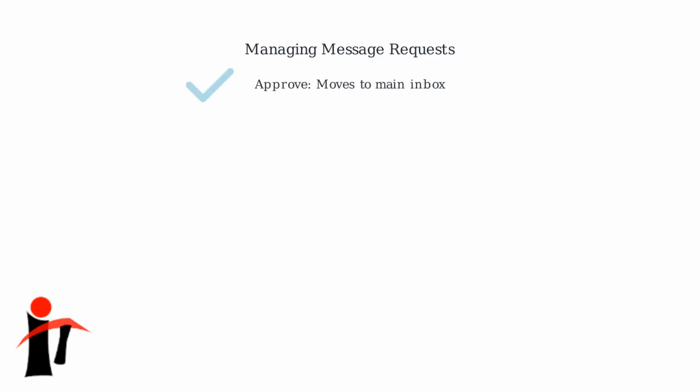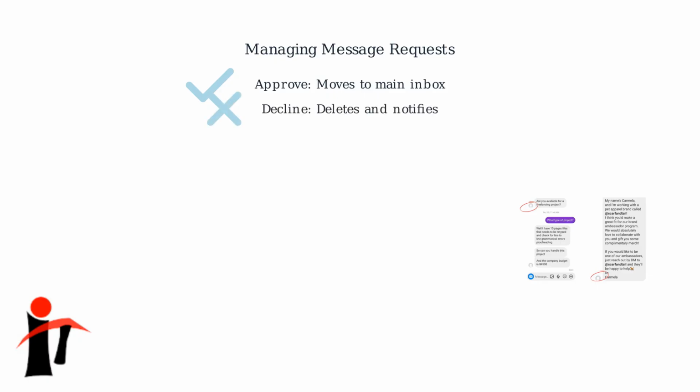Once you've accessed your message requests, you have several options for managing them. You can approve a request, which moves the message to your main inbox and allows you to continue the conversation. Alternatively, you can decline a request, which deletes the message and notifies the sender. Finally, you can block the sender, preventing them from sending you future messages.